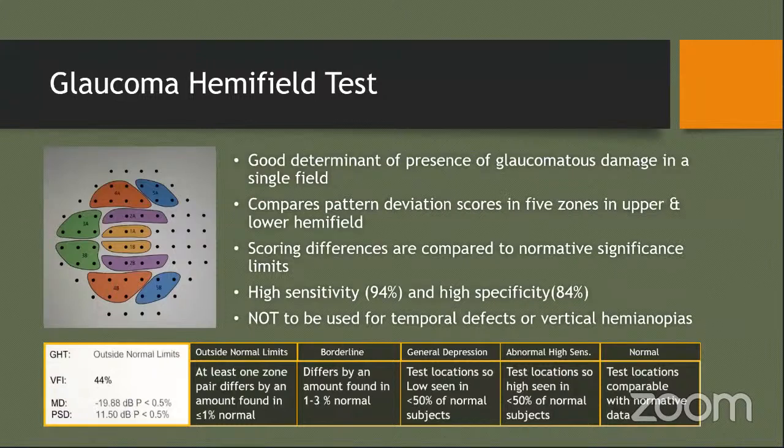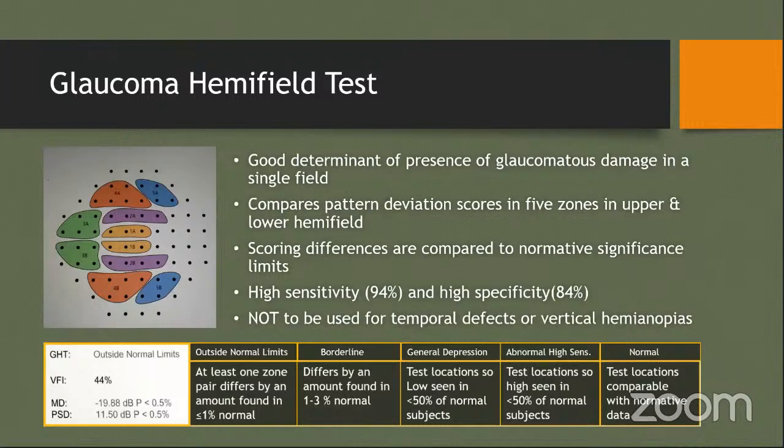I will say a few words about the glaucoma hemifield test. It basically compares the data from the superior and the inferior hemifields, and compares how much they differ from each other as well as from the normative data. It has been found to be a good, sensitive and specific tool for the early diagnosis of glaucoma. So we need not do anything. The machine gives a message: outside normal limits, borderline, general depression, abnormally high sensitivity, or normal. So out of these 5 messages, 1 message will be there.